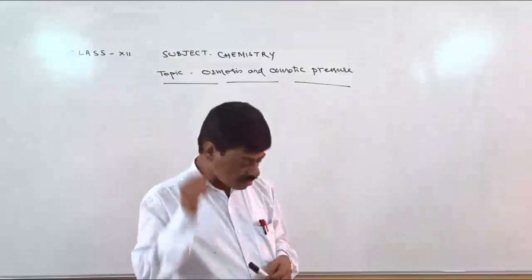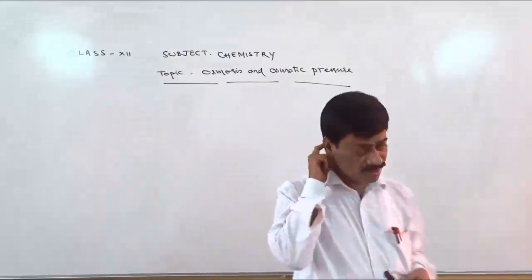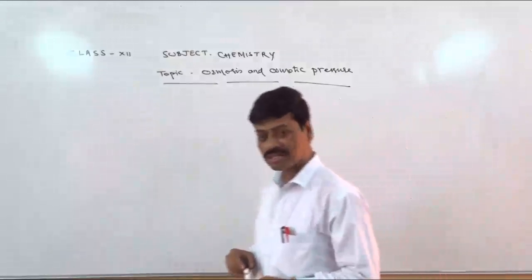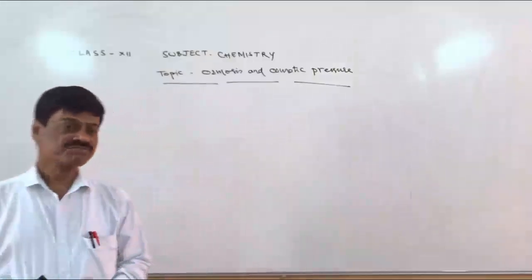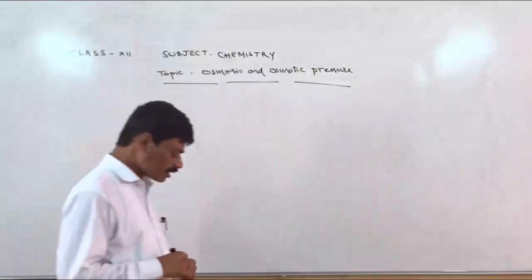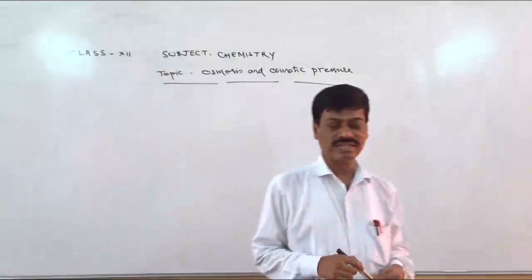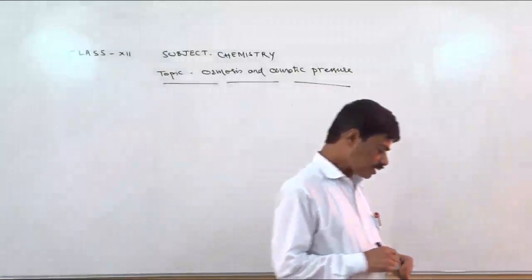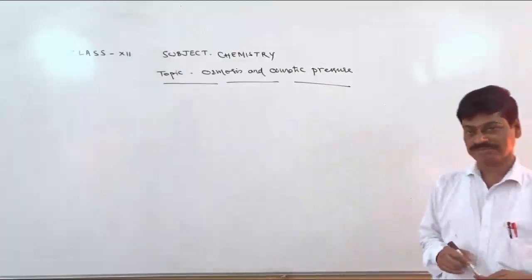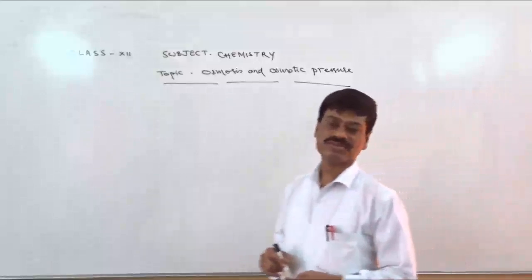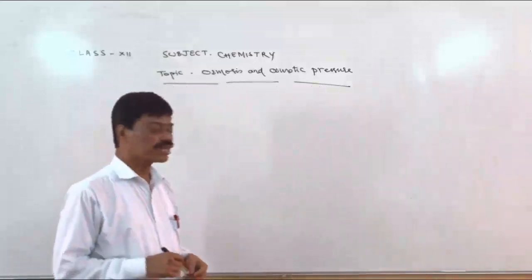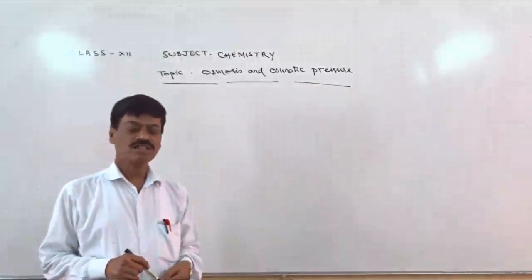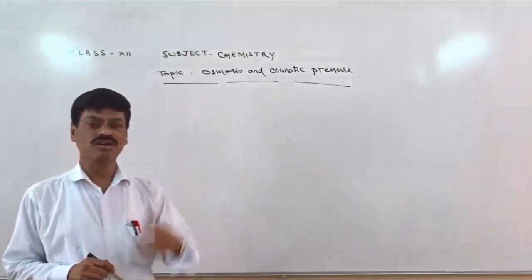As far as colligative properties are concerned, we have four. The first one is relative lowering in vapor pressure, and the second colligative property is elevation in boiling point. The third colligative property is depression in freezing point. And the fourth colligative property is osmotic pressure. So osmotic pressure is the fourth colligative property.